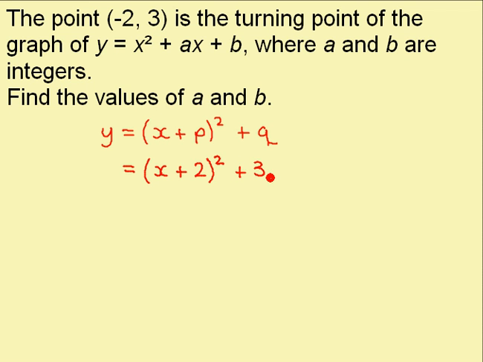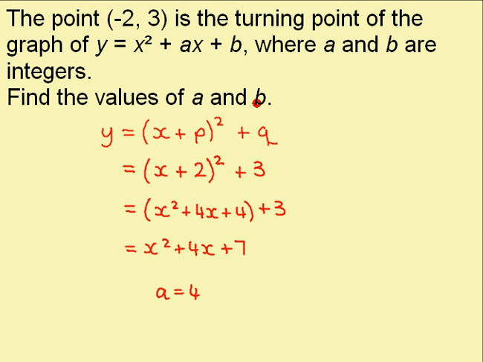From this step now, I can actually get to this equation by multiplying out the bracket. So I get x squared plus 4x plus 4, that's from this, and then I've still got the plus 3. Simplifying now gives me x squared plus 4x plus 4 plus 3, which is plus 7. This is the equation. The value of a is the coefficient of x, and that's 4. And the value of b is the constant, and that's 7.